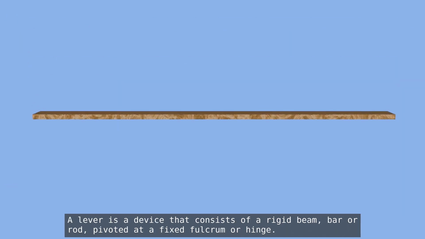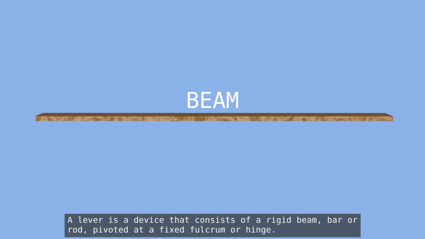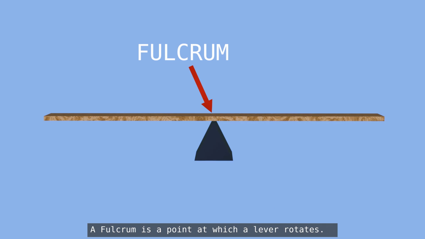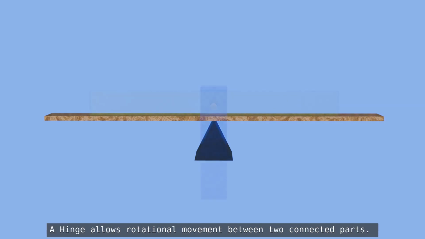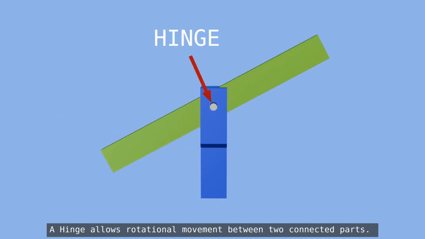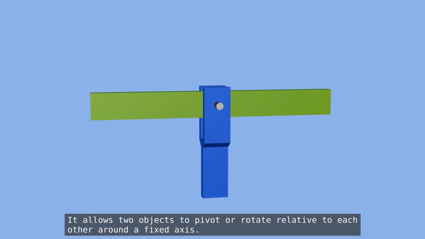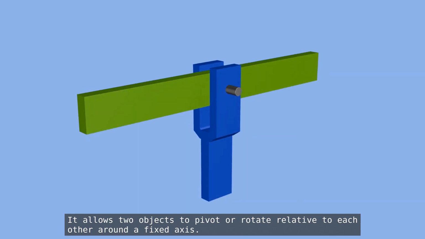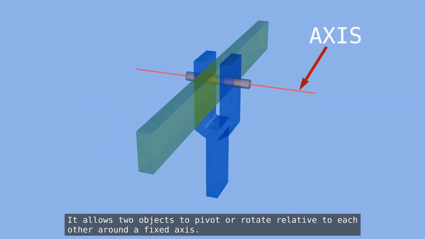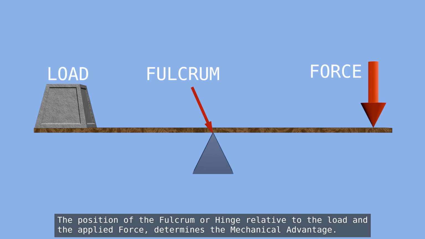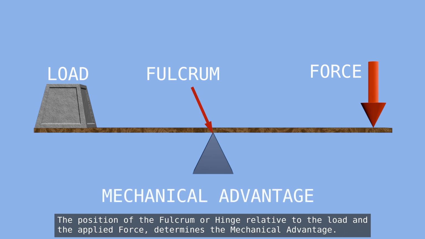A lever is a device that consists of a rigid beam, bar, or rod pivoted at a fixed fulcrum or hinge. A fulcrum is a point at which a lever rotates. A hinge allows rotational movements between two connected parts. It allows two objects to pivot or rotate relative to each other around a fixed axis. The position of the fulcrum or hinge relative to the load and the applied force determines the mechanical advantage.